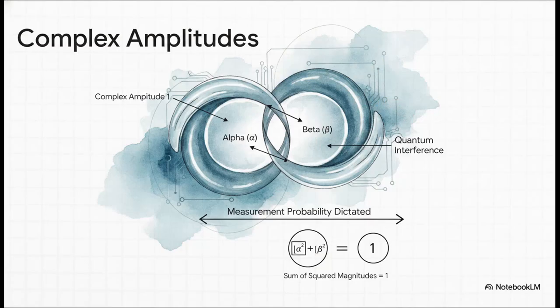Let's aggressively label these components so we know exactly what we're dealing with. Alpha and beta aren't just generic variables. They are complex numbers called amplitudes. And the math dictates that their squared magnitudes, the absolute value of alpha squared plus the absolute value of beta squared, must equal exactly 1. Those squared magnitudes strictly determine the probability of measuring a 0 or a 1.